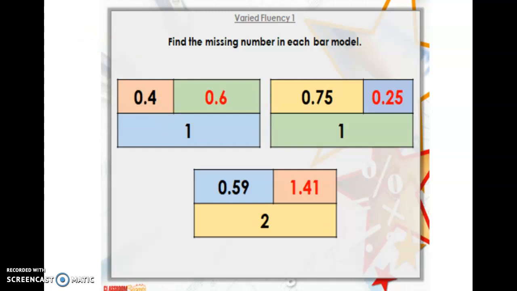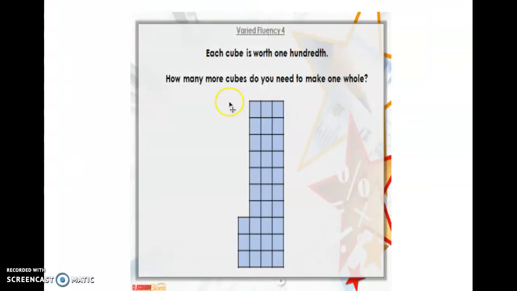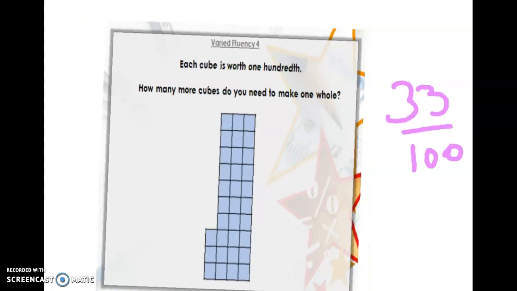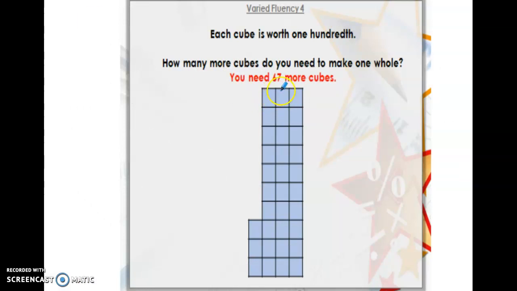Here we go. Now, what will happen if this is a part of a hundred? They have given each cube is worth 1 out of 100. How many more cubes do you need to make one whole? Here we have 10, 20, 30, 33. So how many more cubes do you need to make one whole? So again, you need to use your number bond knowledge. So we need 67 more cubes.